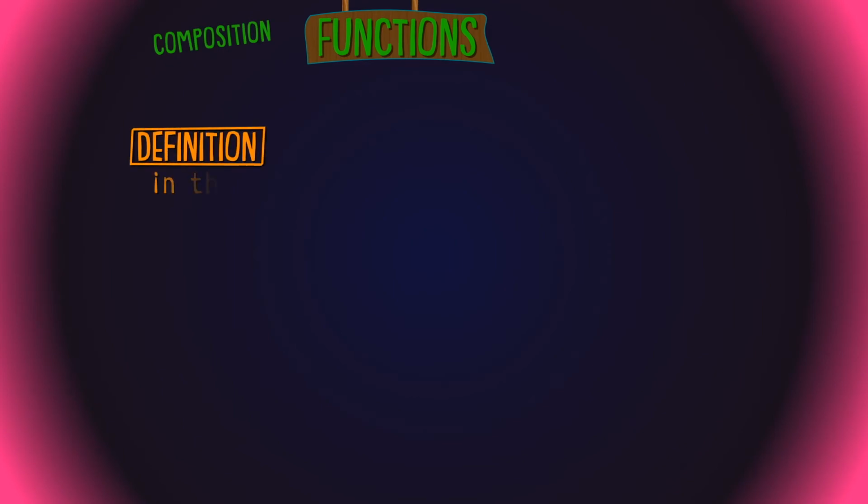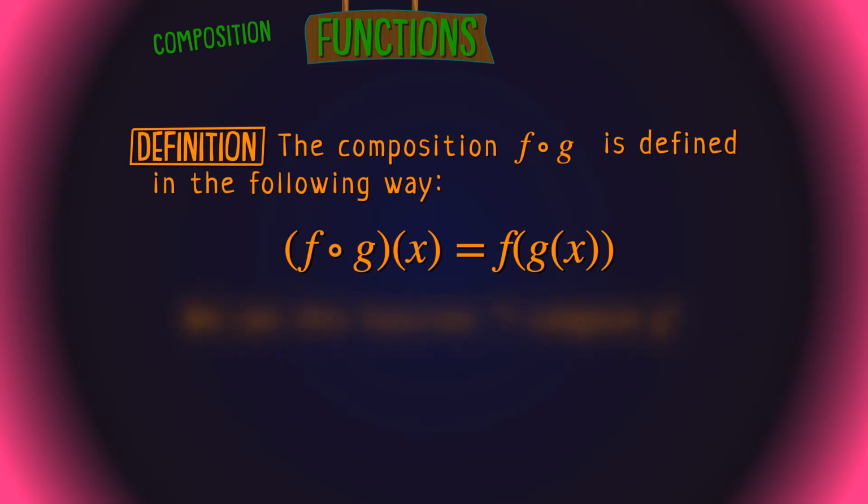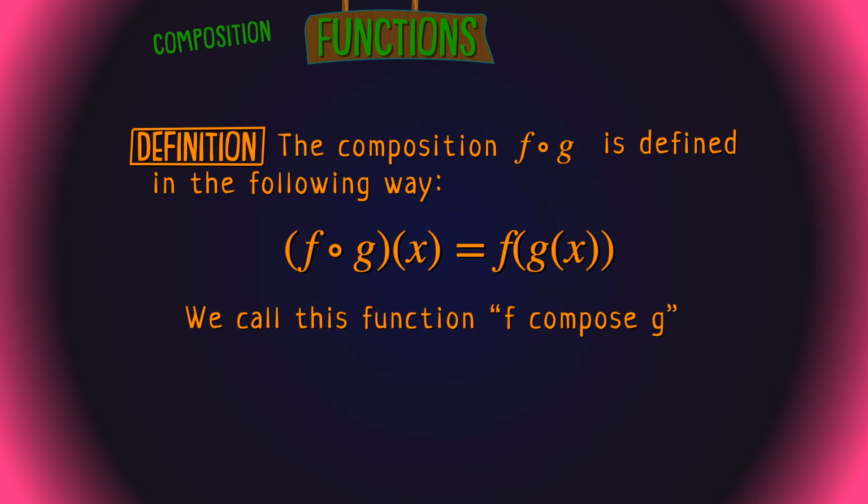Now, a definition. The composition f composed g is defined in the following way. So our notation here is f composed g of x, and that's really going to be f of g of x. So really, it's just f with g of x plugged into it. And just want to make a quick note that this is not fog. A lot of people refer to this as fog or FOG. It's not an O, and it's not a 0 either. It's a really small circle to indicate the composition function.